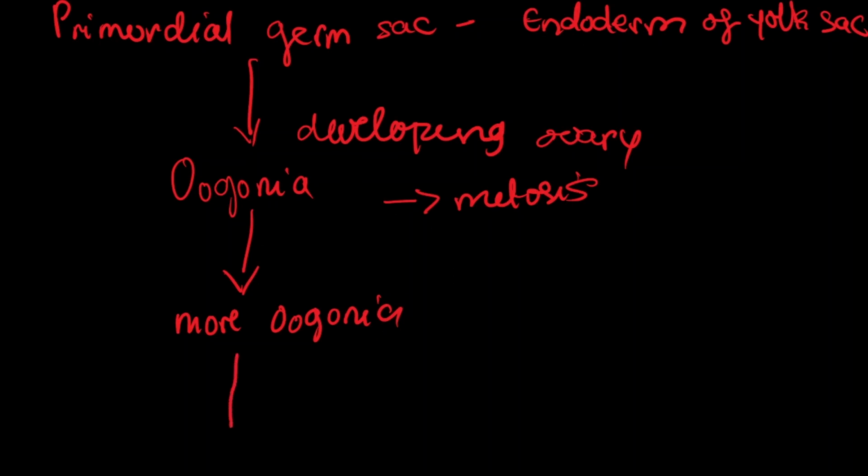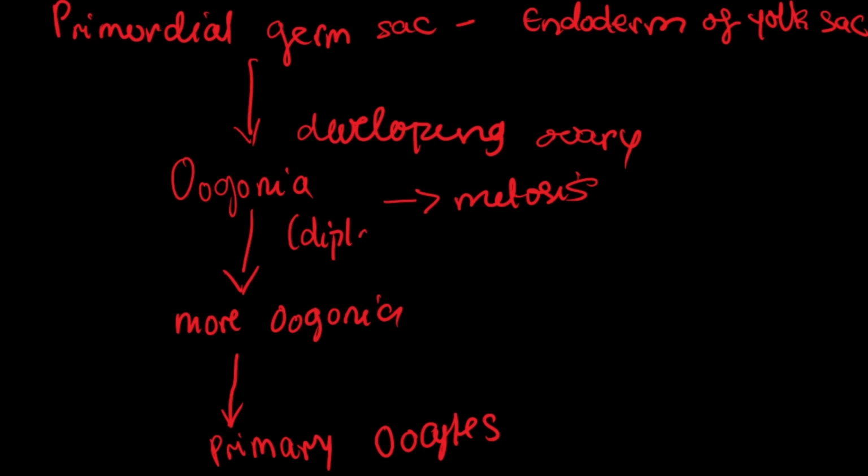Now this oogonia further differentiates and further develops into primary oocytes. It's good for us to take note of the fact that the oogonia is diploid. So it has the chromosome number of 46 for the human, and of course it's XX. Also, the primary oocyte is diploid. It has the total complete number of chromosomes, and it's also an XX.